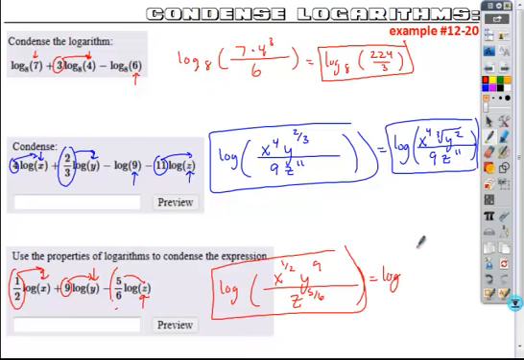Or if you wanted to write it in radical form, you could write the square root of x times y to the 9th all over here. Our nth root is a 6, so this would be the 6th root of z to the 5th. And if you were writing it in this form, the entry would look like the following.